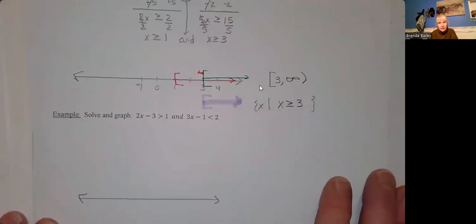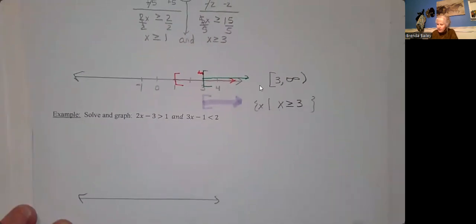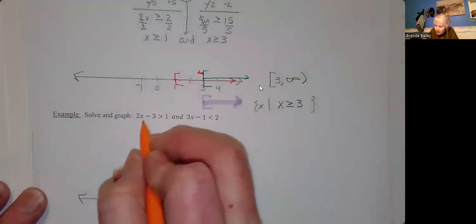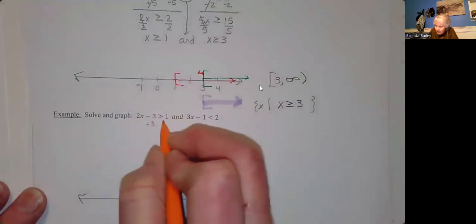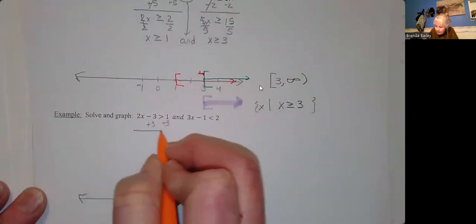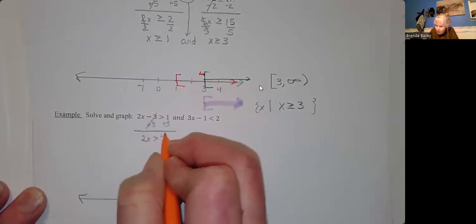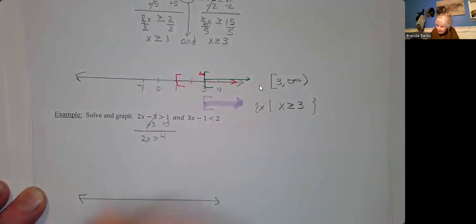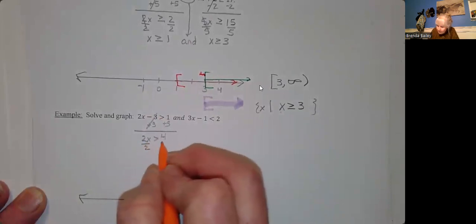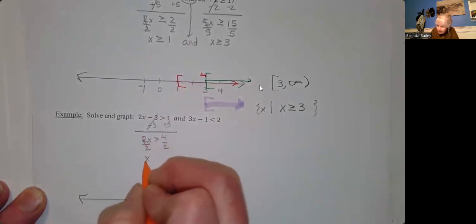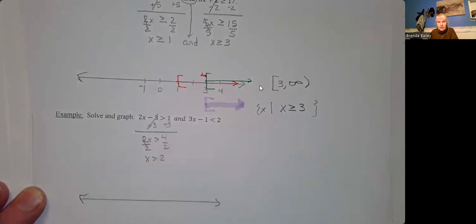Again, let's get the x by itself, two-step equation to solve these. Starting with this first one, add 3. Add 3. 2x is greater than 4. Divide by 2. X is greater than 2. Done. We didn't flip the inequality because we divided by a positive. Let's go to the next one.